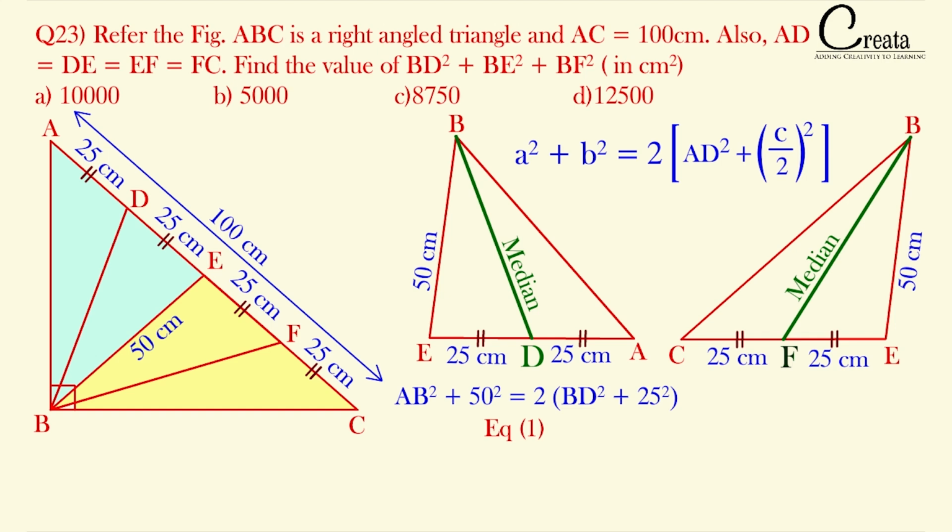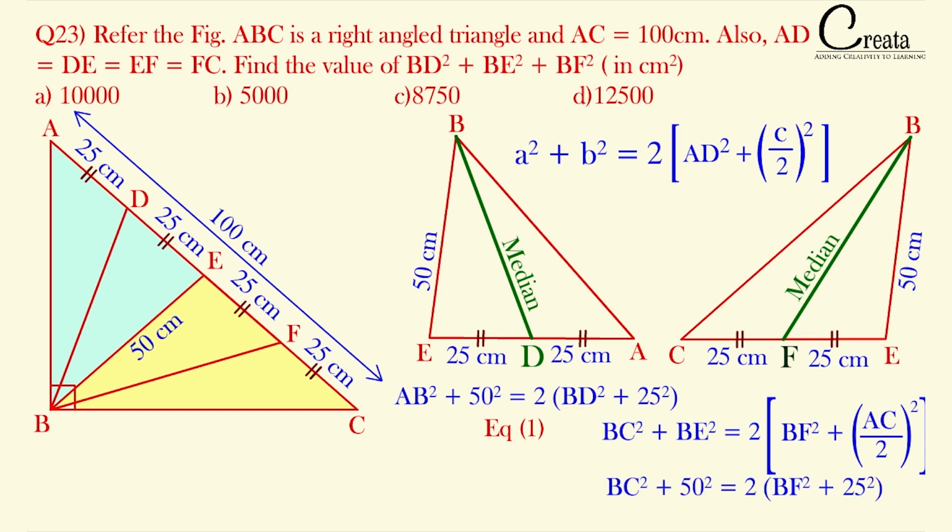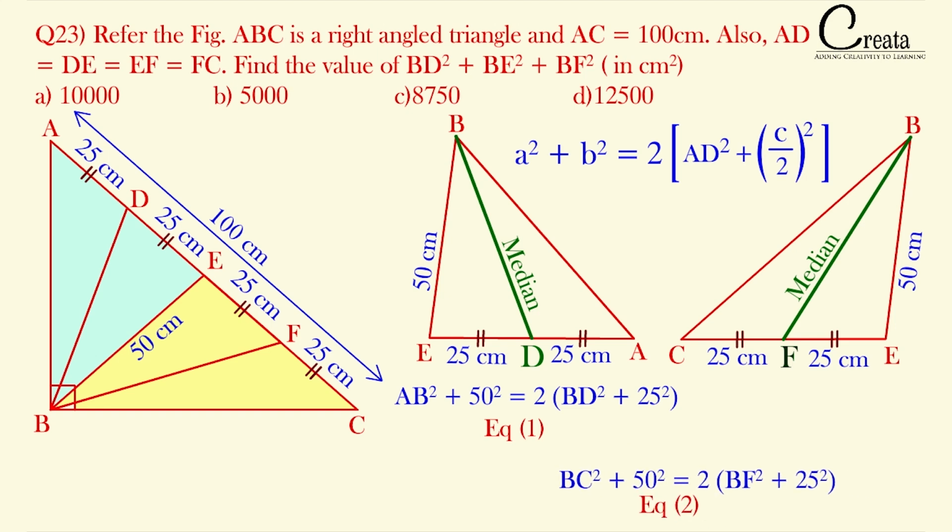Let's apply the Apollonius theorem in the second triangle. We got BC square plus BE square, sum of square of these two sides. It is equal to twice of median square, that is BF square, plus half of the opposite side, that is EC by 2 square. On putting the value, we got BC square plus 50 square is equal to twice of BF square plus 25 square. Okay, this is our second equation.